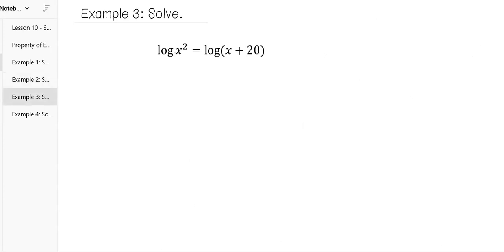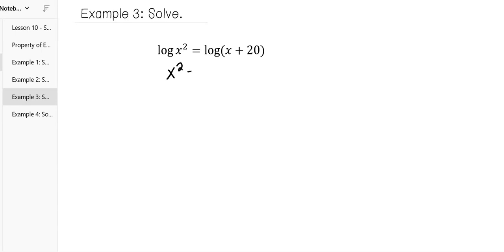Okay, next example, we've got log of x squared equals log of x plus 20. Now remember, we talked about this in the last lesson. If you don't see a base, we can automatically assume that it's a base of 10. So because neither one of these have a base, we know that the base is the same because both of them are 10. So we can go ahead and set them equal to one another.